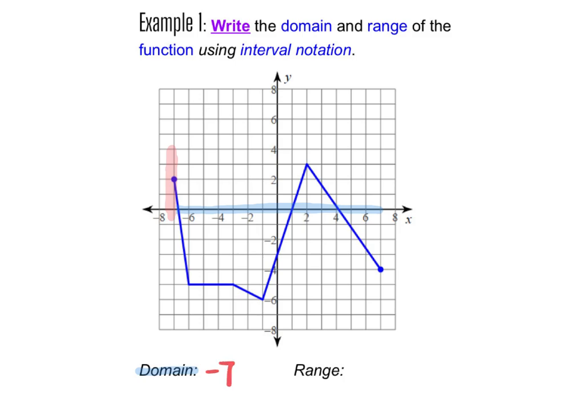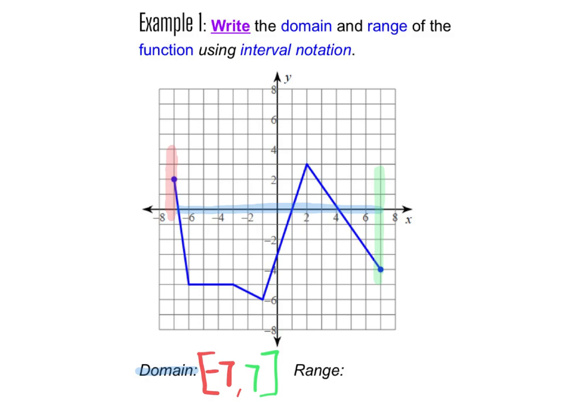And because -7 is a closed circle, we can put a bracket all the way up to what is the farthest right section of that. So the farthest right happens to be +7. Again, we are including the number, so I'm going to put a +7 with a closed bracket.